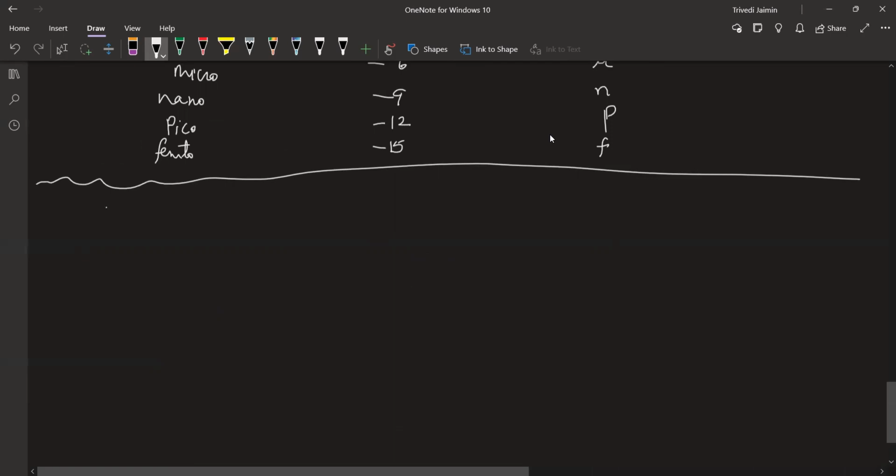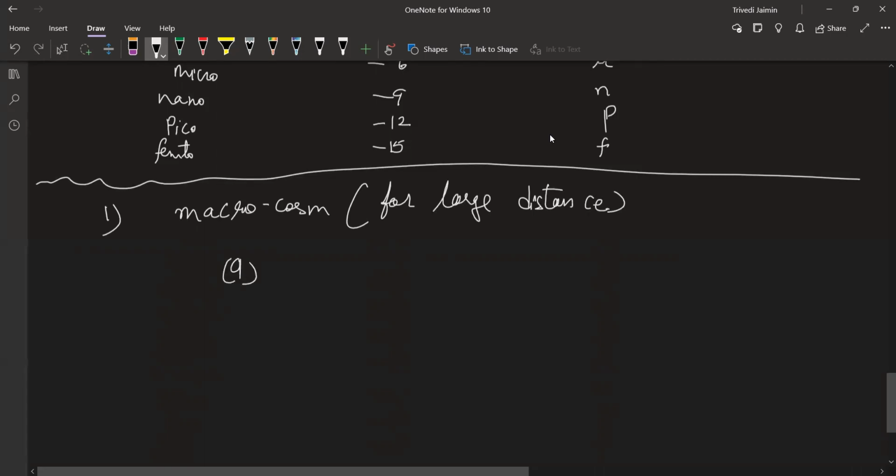Some special types of units, they're called macrocosmic units. If I put it in simpler words, they are for large distances. Not long, long is the wrong word. Larger, large distance. First comes astronomical unit.